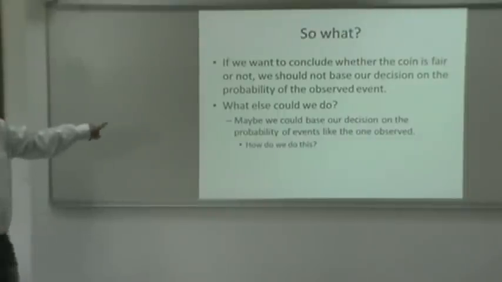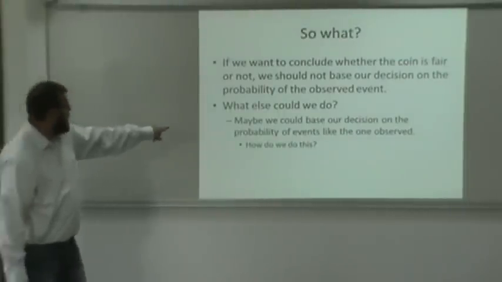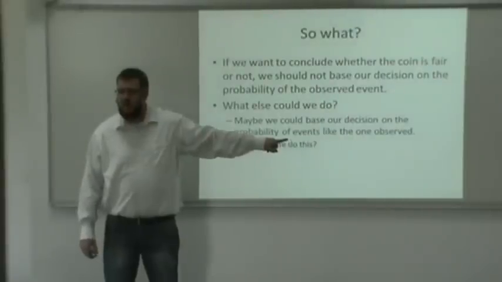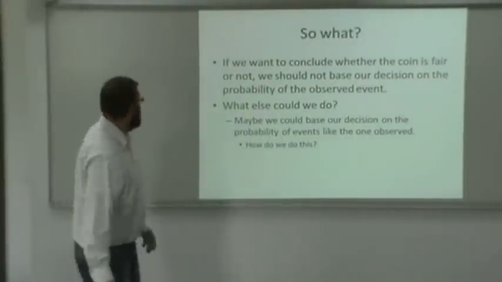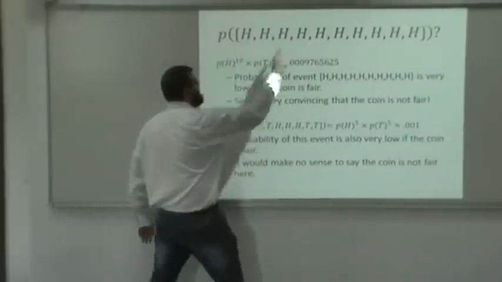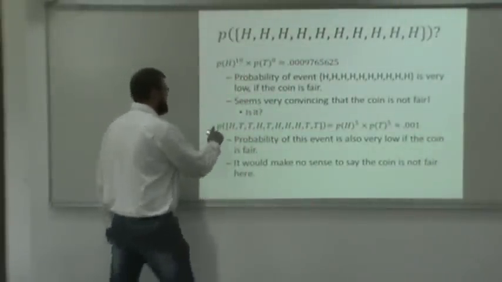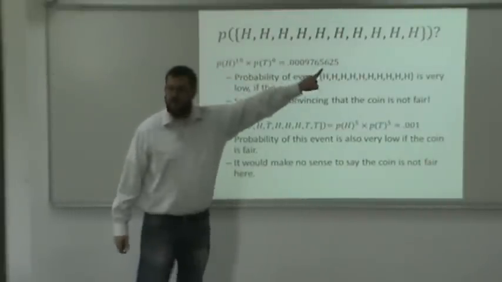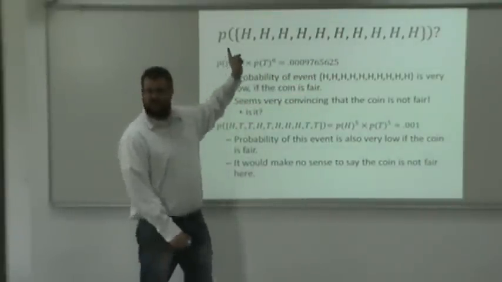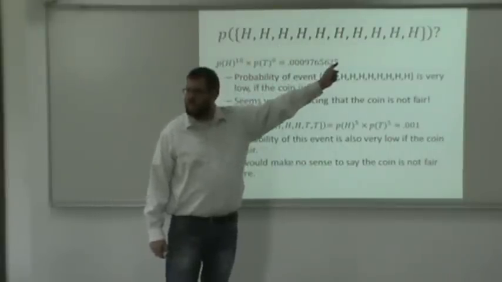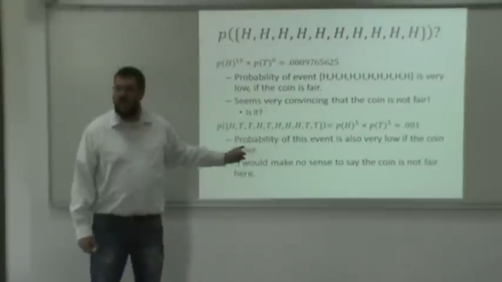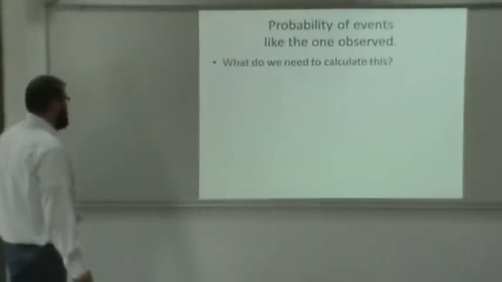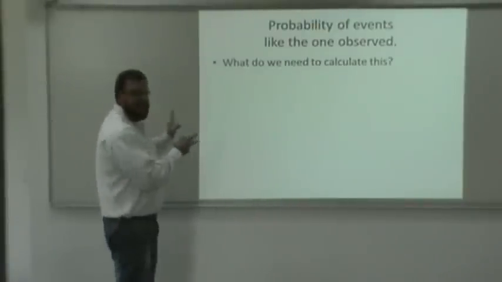So if we aren't going to use the probability of the observed event, maybe we could make our decision on the probability of events like the one we observed, right? So instead of the probability of this event, or the probability of this event, we would look at the probability of events like these, of any event where we have 10 heads, or of any event where we have 5 heads. Does that make sense? So, how do we do this? Well, what do we need to calculate this?